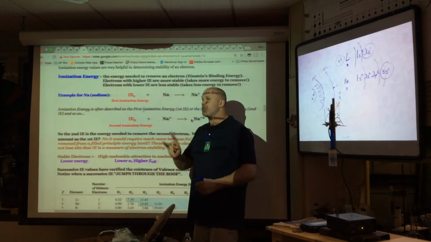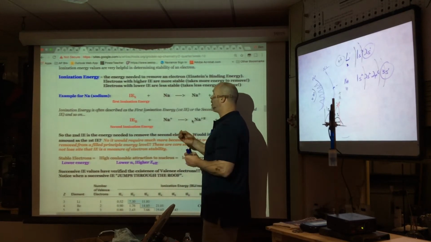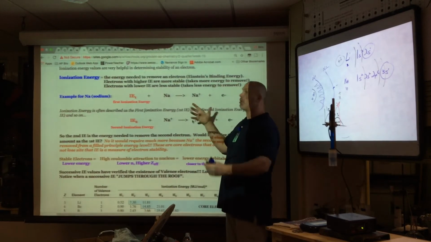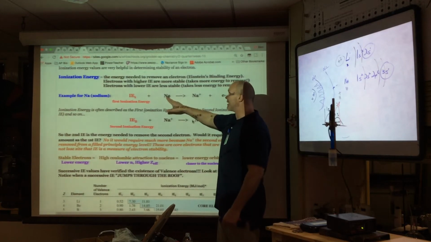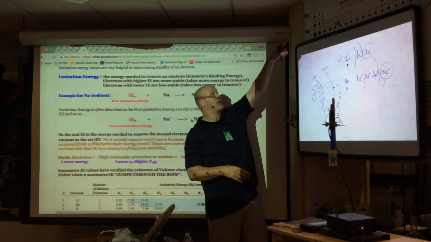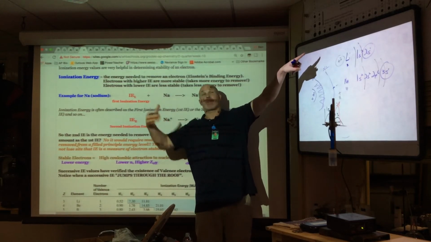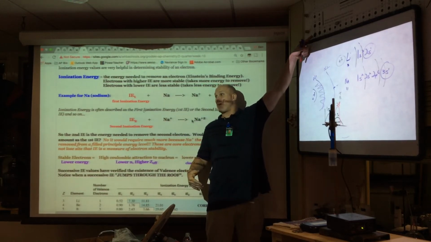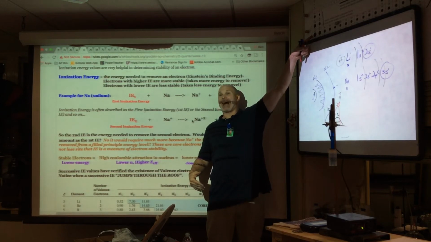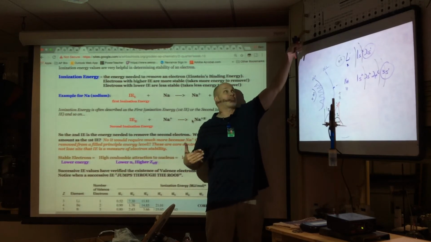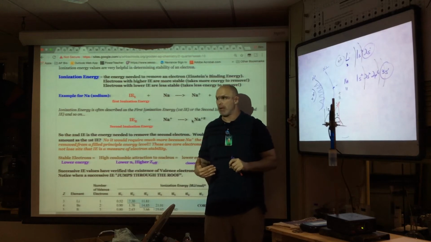Now, ionization energy is the energy it takes to pull an electron away. Hey, this is oxidation. We talked about this. Some elements oxidize very easily. In fact, these guys over here, because they have the lowest number of Z for their energy level, they attract their outermost electrons the least. They oxidize the easiest. These guys explode in water. Okay?